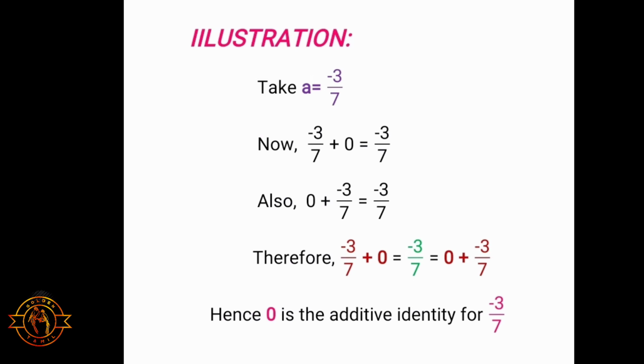Let me show an illustration for that. Take a is equal to minus 3 by 7. So now minus 3 by 7 plus 0 is equal to minus 3 by 7. Also 0 plus minus 3 by 7 is also equal to minus 3 by 7. And hence we can say that minus 3 by 7 plus 0, which is equal to minus 3 by 7, is equal to 0 plus minus 3 by 7. Hence 0 is the additive identity for minus 3 by 7.